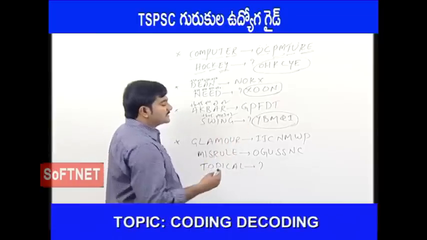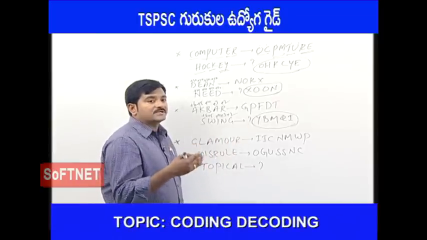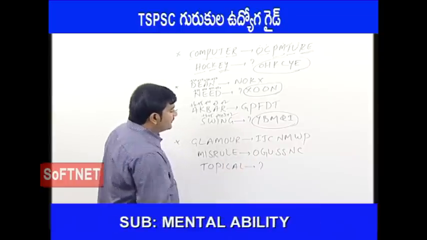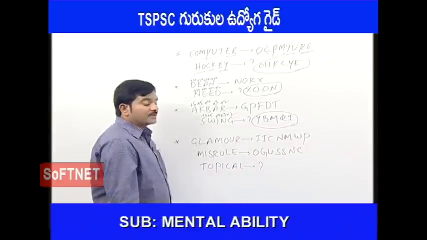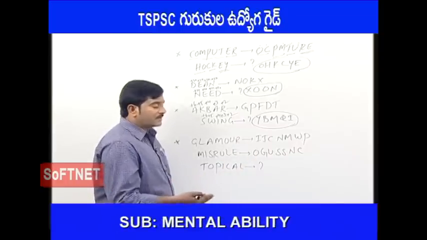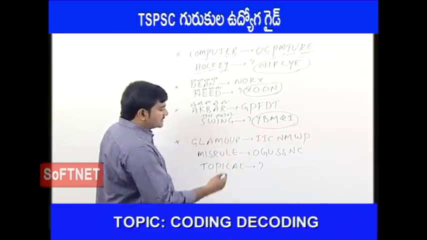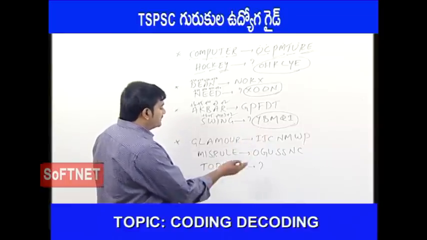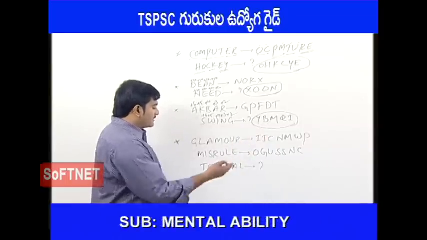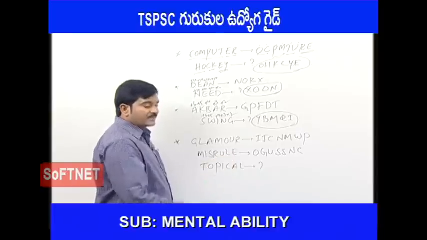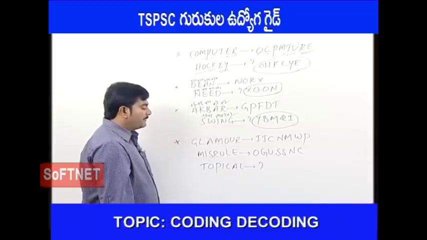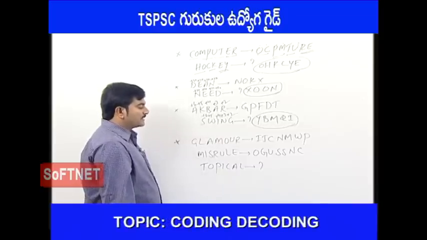The concept involved there is plus 6 plus 5 plus 4 plus 3 plus 2 and so on, that pattern. So look at this one. In a certain code language, glamour is written as IJC NMWP. Then MISRULE is written as something. Then what is the code for the word typical?